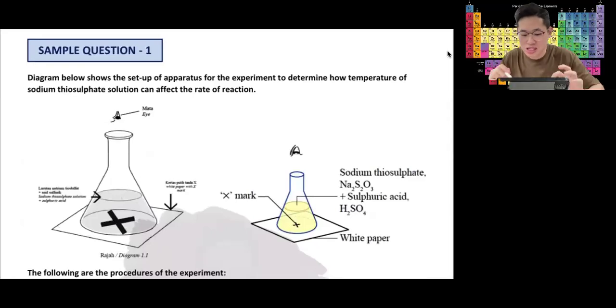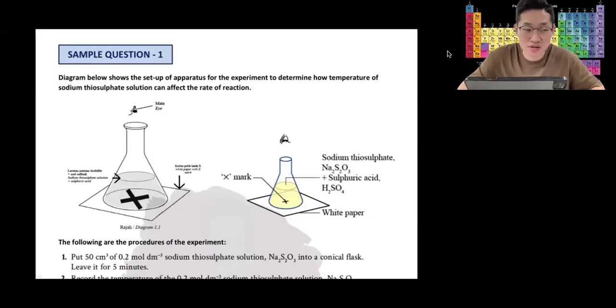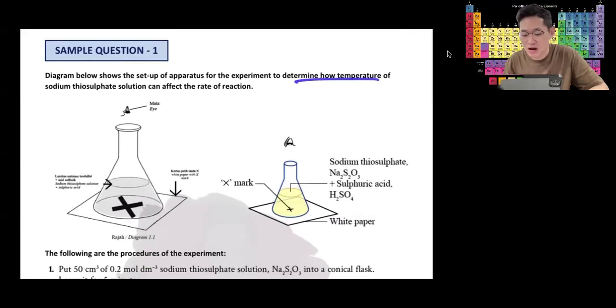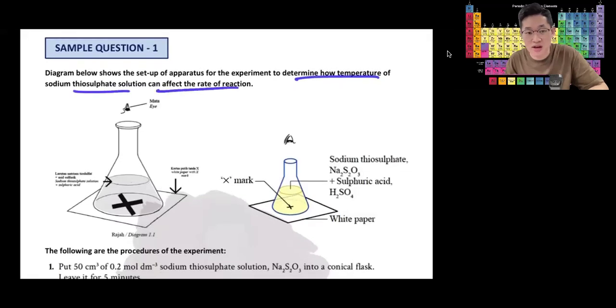So this is a very last minute video regarding the Amali KIMIA chemistry tomorrow. I prepared a few sample questions, because I heard there are two sets of questions. This is the first set, the most popular one, everybody is talking about it. Here, you can see, I found a sample question. This is an experiment to determine how the temperature of sodium thiosulfate can affect the rate of reaction.